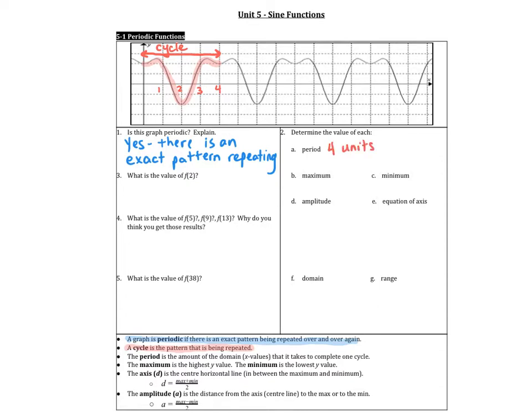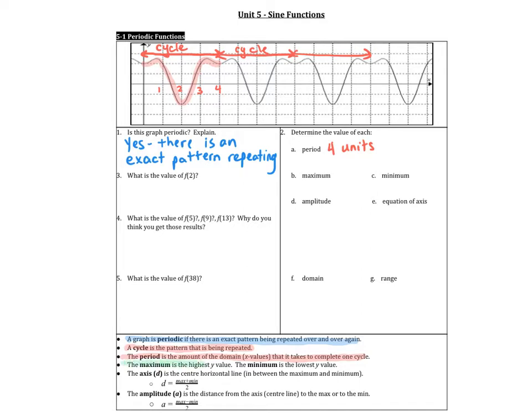If the units aren't provided, you just say units. Here's another cycle. And here's another one. That's the whole idea of what makes it periodic, is that it is a cycle repeating over and over again. So the period is the amount of the domain, which is the x values that it takes to complete one cycle.